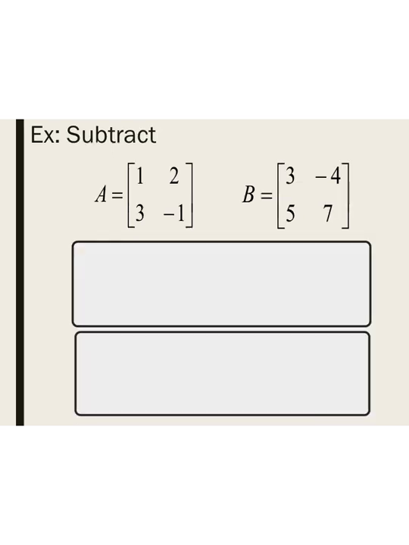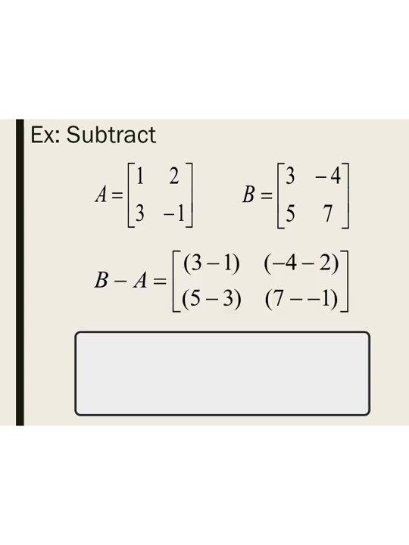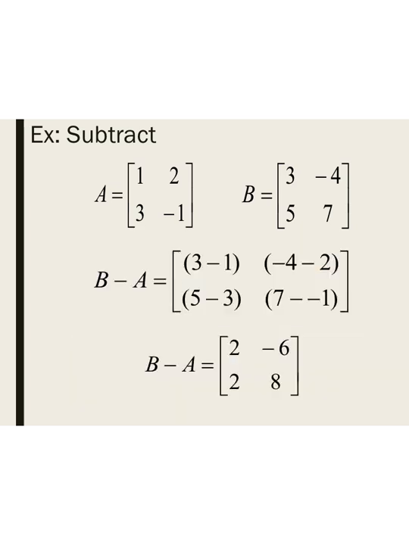All right, we're going to take those same two matrices, but this time we're going to do B minus A instead of A minus B. So instead of doing 1 minus 3, I'm going to do 3 minus 1. And then instead of doing 2 minus -4, we'll do -4 minus 2. We can see that illustrated here. So again, we're doing B minus A. And then we go ahead and simplify things. We end up getting 2, -6, 2, and 8.